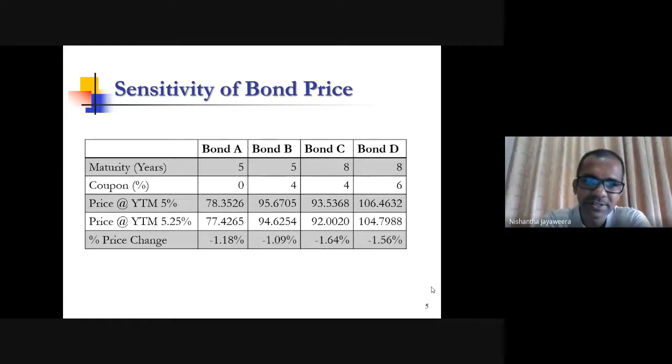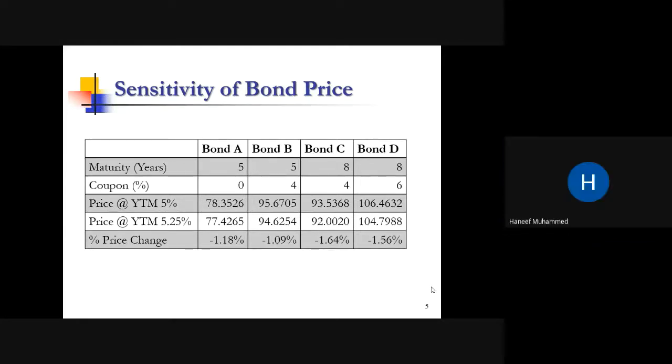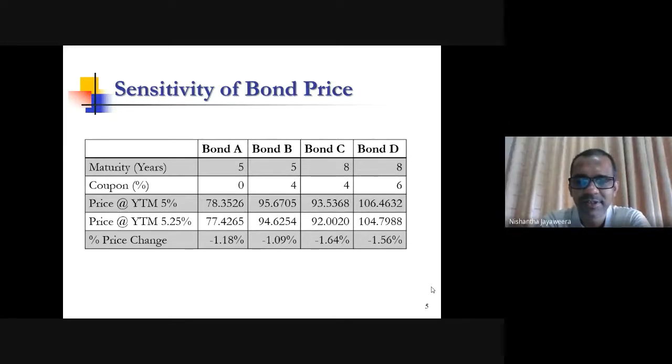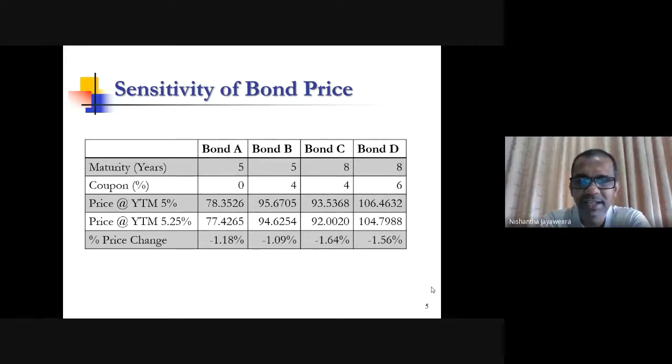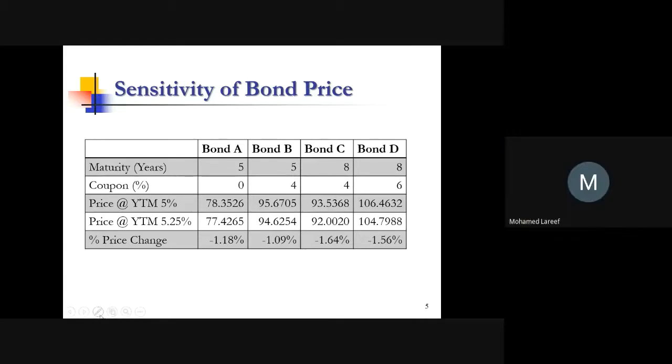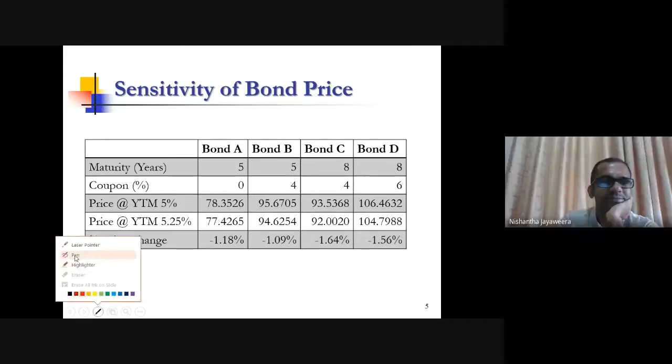How do we calculate that zero coupon bond price? Use the same concept. What are the cash flows? What is the present value? What are the cash flows for a zero coupon bond? Only the face value has to be discounted.